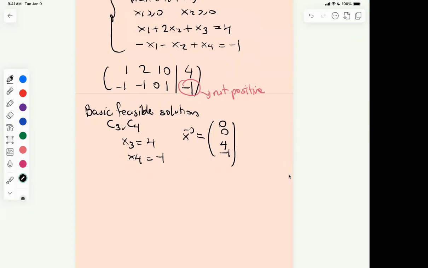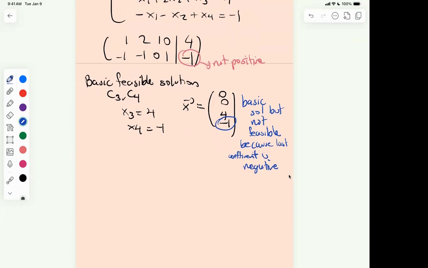Is that making sense? So let me emphasize this. This is a basic solution, but not feasible because of this coefficient. Is that making sense, so far so good?